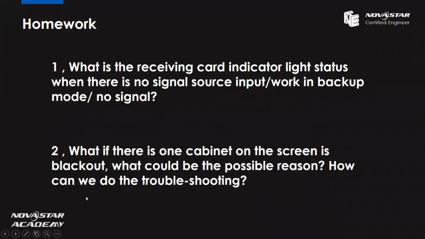And the second one, what if there is one cabinet on the screen that is blackout? What could be the possible reason? And how can we do the troubleshooting? Okay, these 2 homework are for you. It is very important and related to the final examination. And in the next class, I'll check your answer. You don't need to upload your answer to us. Okay, you can take a picture here.